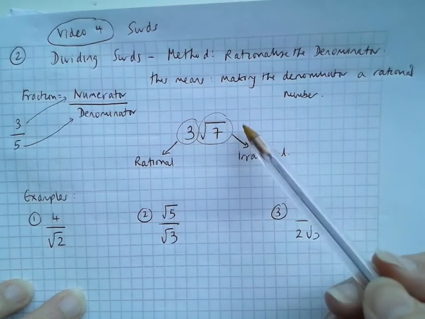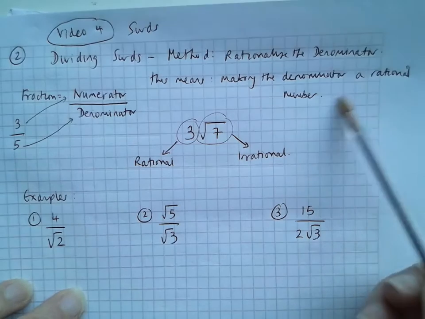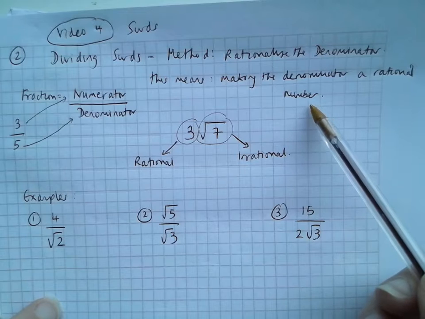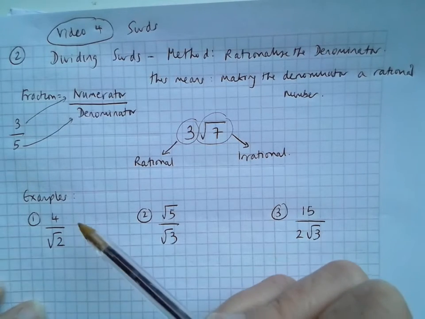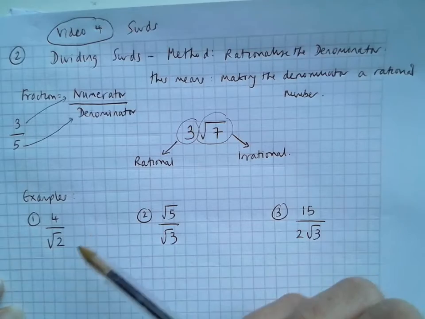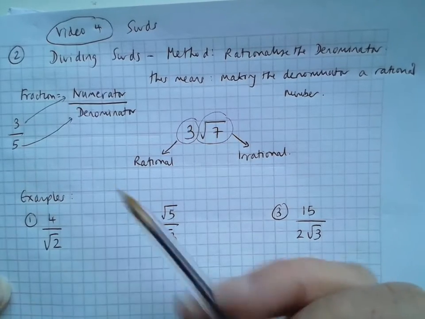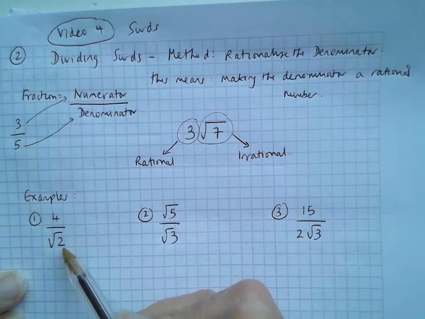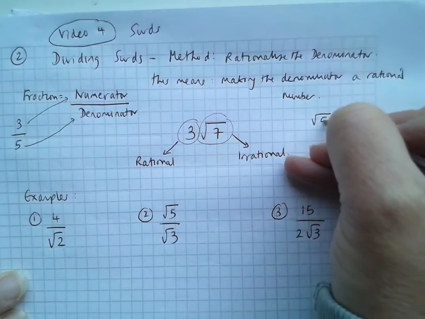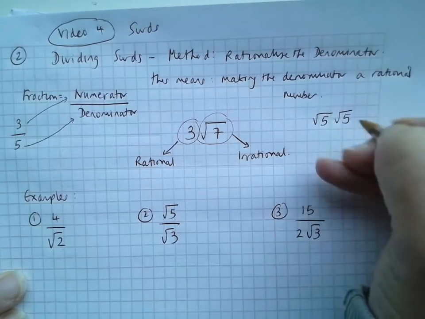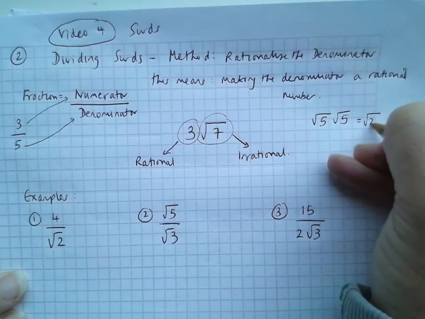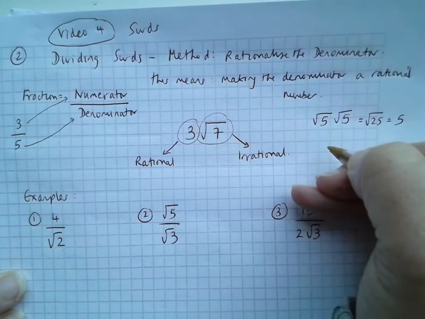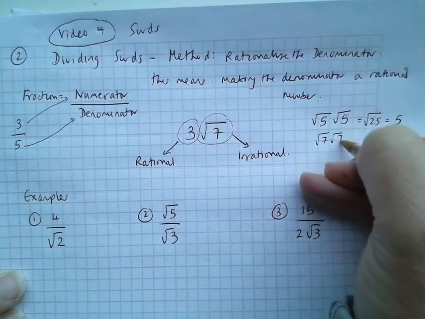This method involves us making the denominator a rational number. That's what we're aiming to do when we divide surds. We can't actually make them into just one number by itself on top of the fraction. We often end up with a fraction, but it just means that the denominator of the fraction is a rational number. And the way we do that is by using the fact that if we multiply a square root, a surd, by itself, we get a rational number. Root 5 by root 5 is 5. Root 7 by root 7 is 7.